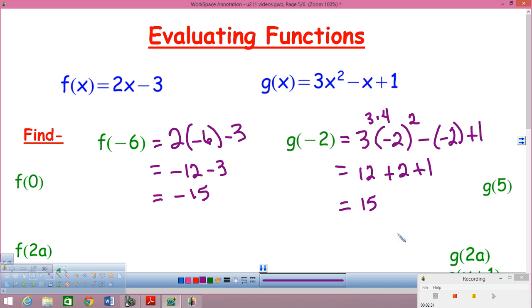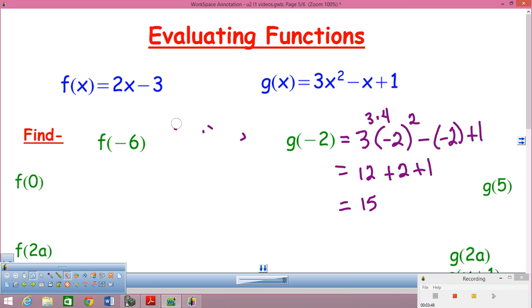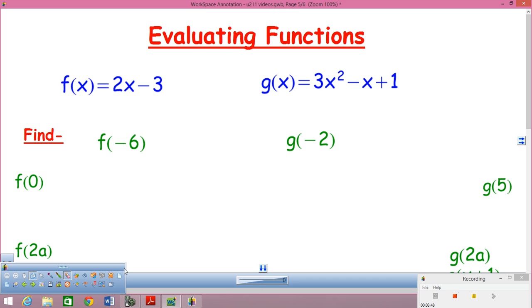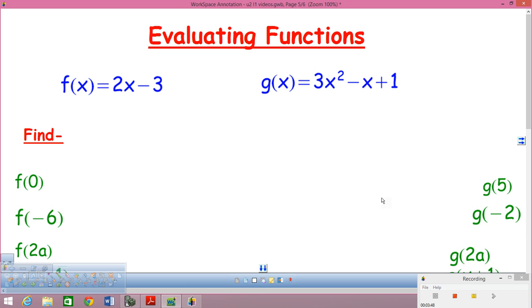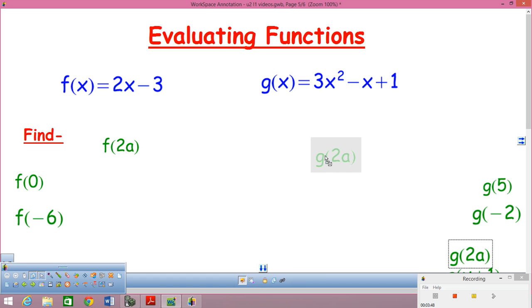Pre-calculus is an advanced math class, and that means we're going to be throwing some letters in there. So let's see what happens when I replace that x with a variable value. I'm going to actually put 2a into both of these, and let's see what happens when I put 2a in.